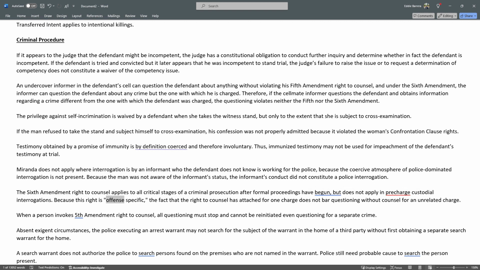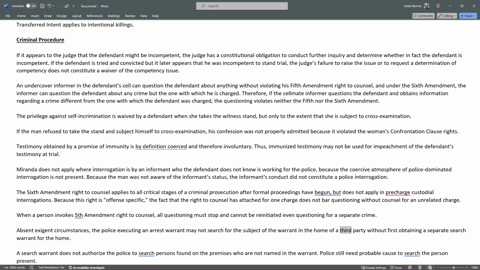Because this right is offense-specific, the fact that the right to counsel has attached for one charge does not bar questioning without counsel for an unrelated charge. When a person invokes Fifth Amendment right to counsel, all questioning must stop and cannot be reinitiated, even questioning for a separate crime.